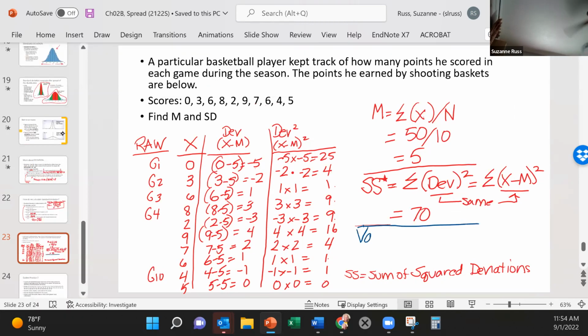Next, we calculate what we call our variance. Our variance is just sum of squares divided by n, equals 70 divided by 10 equals 7. VAR equals variance. And the variance is a strange number that doesn't make a lot of intuitive sense, but we use it all the time when we're calculating. So it's important to understand the idea of variance.